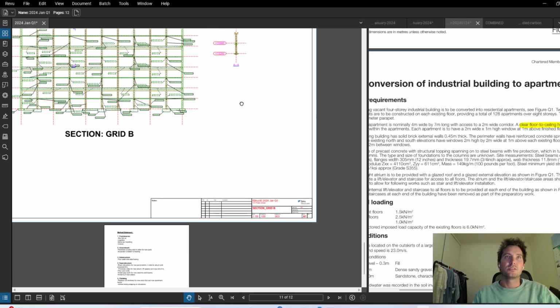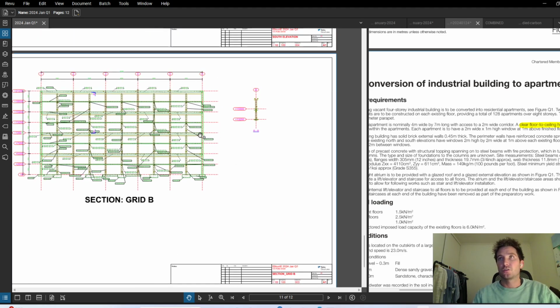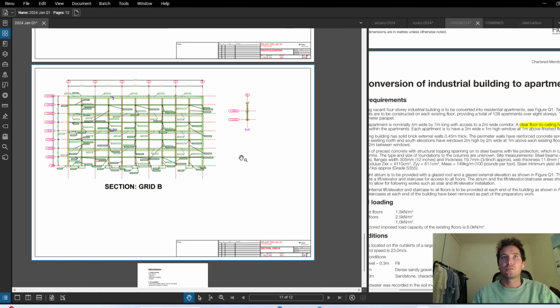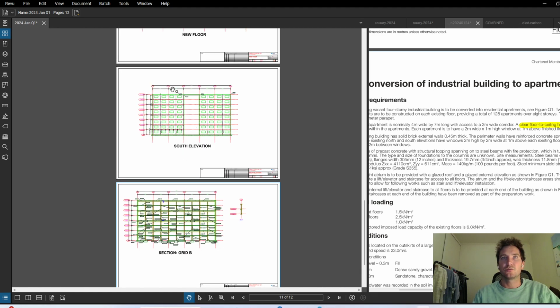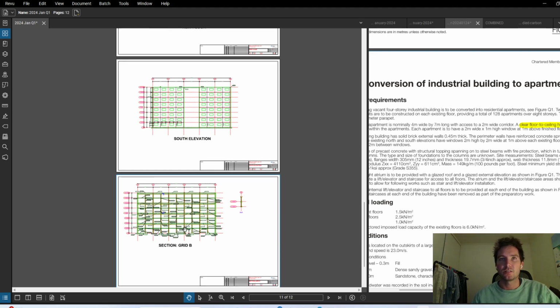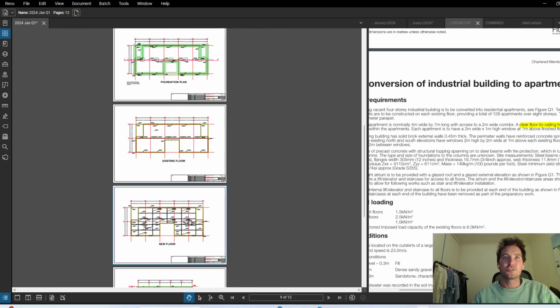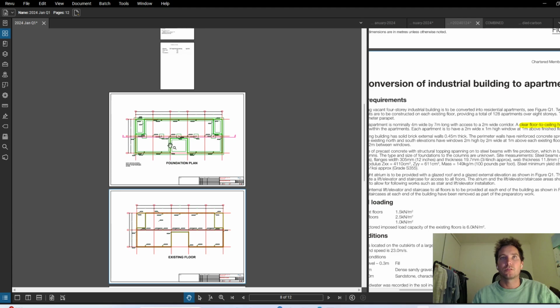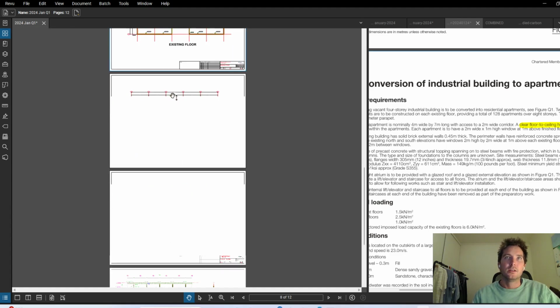So there is a drawing. That's the extent of my drawings. Some critical details, 2 sections, one showing the elevation, another section just showing grid B. Then I show the new floor, I show the existing floor, and foundation plan.